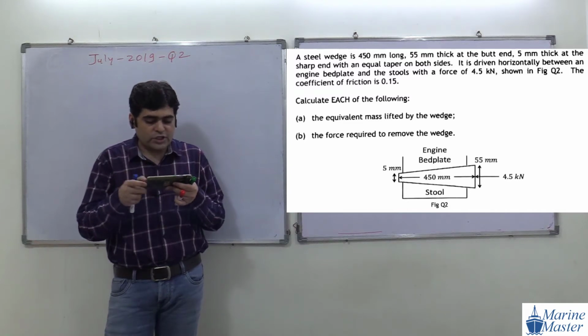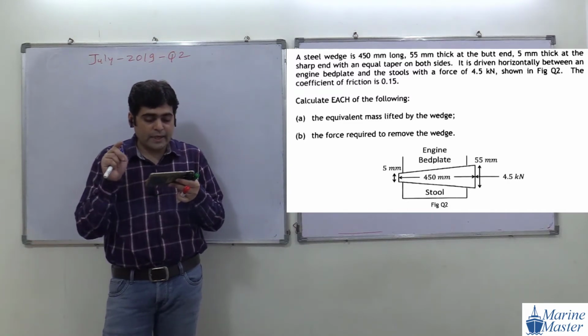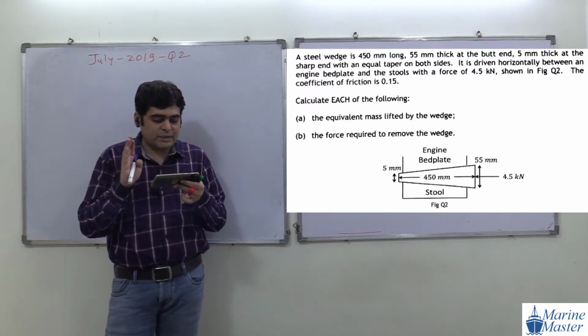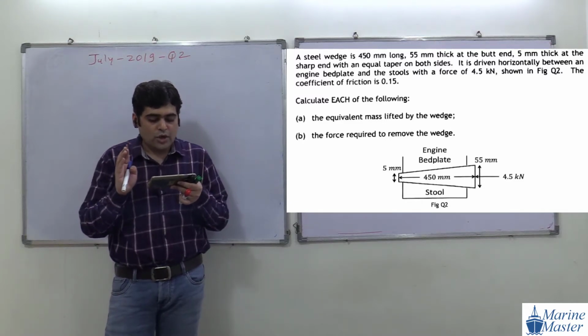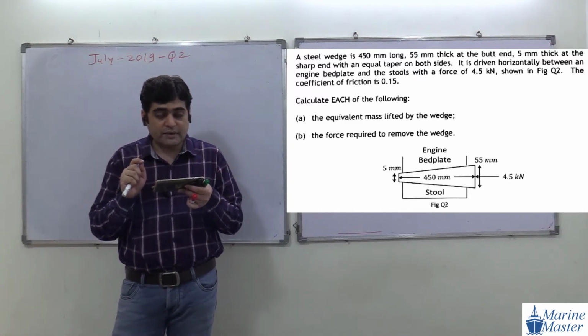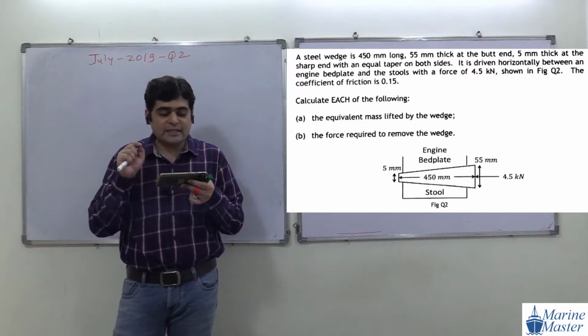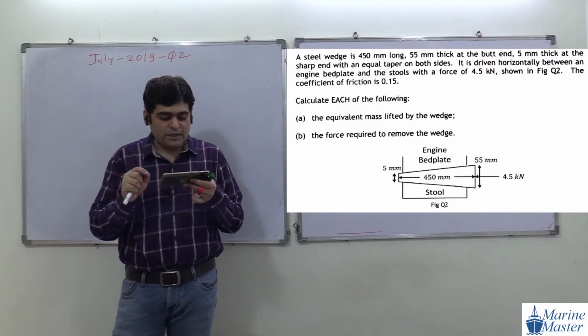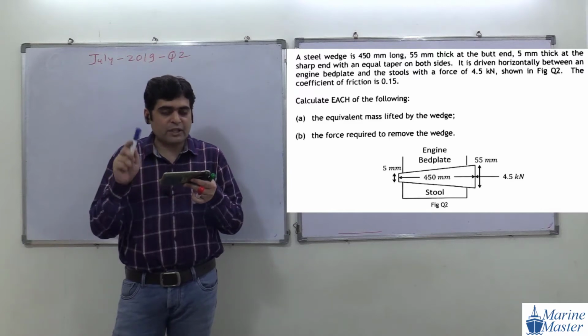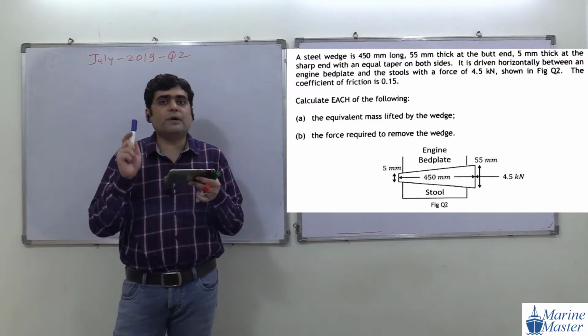It is driven horizontally. See the next point. It is driven horizontally between an engine bed plate and the stool with a force of 4.5 kilonewton. What they are saying, guys, I am reading once again: it is driven horizontally, means we are going to drive the wedge into the engine bed plate with a force of 4.5 kilonewton.